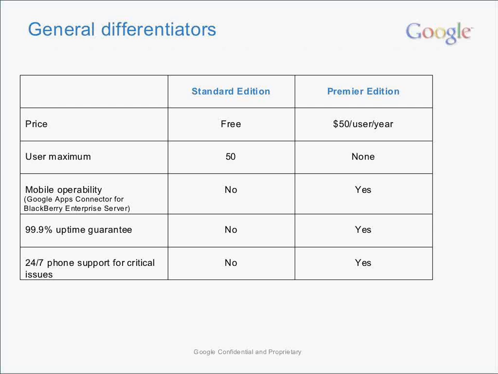The next big differentiator, I think, is really the user maximum. This is where you can really qualify a lot of customers and really upsell them on Premier edition. Standard edition has a limit of 50 users max. That means, even if a company has 51, they're not just going to pay for that one user, the $50 per user. They have to pay for all 51 users. And there's just no way to up that limit.